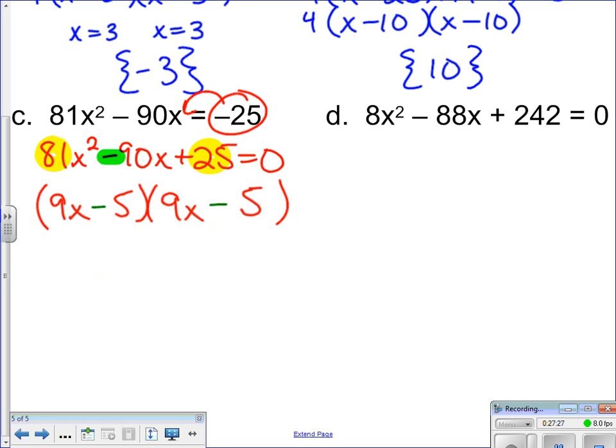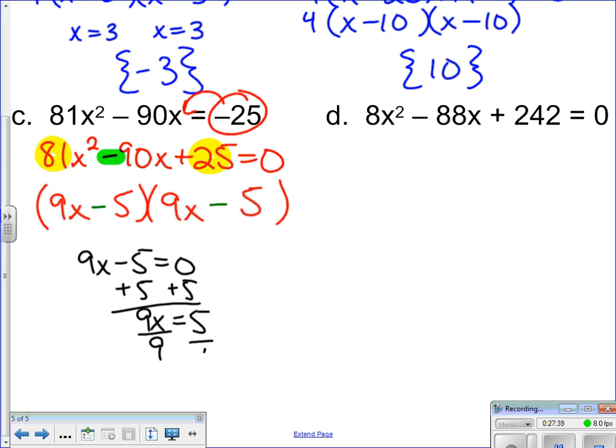Now all you have to do is solve one of these parentheses. So it looks like I need to add 5. So 9x equals 5. Put the 9 on the bottom, and I discovered that my answer is 5 over 9. So put little fancy brackets around a 5 on top with a 9 on the bottom.